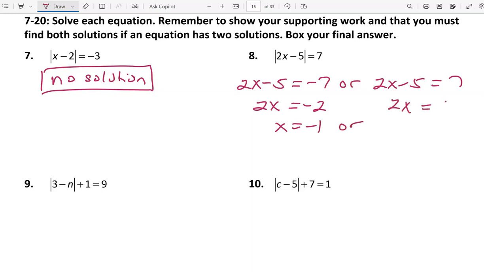And so we're going to add 5 first here and then divide by 2. And we get 2 valid solutions, which you can check in the equation if you wish.